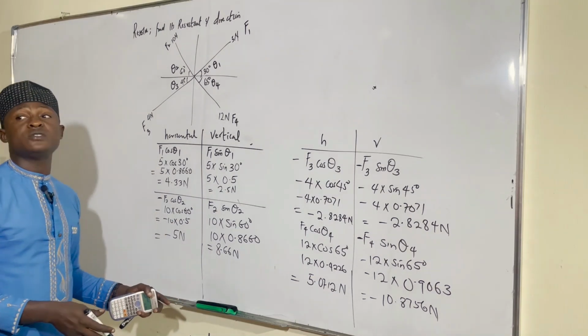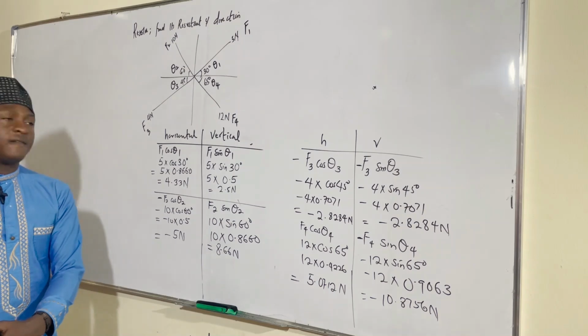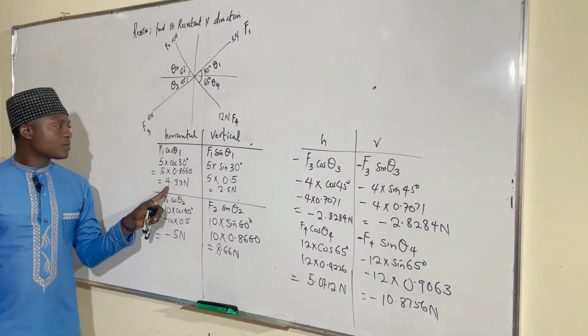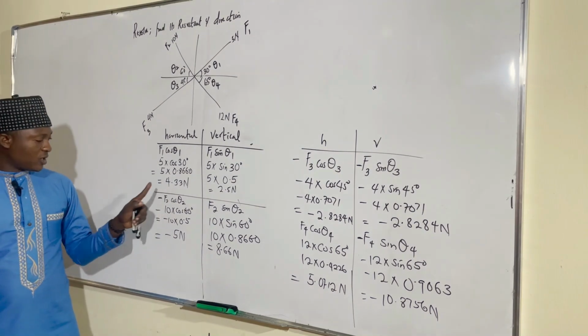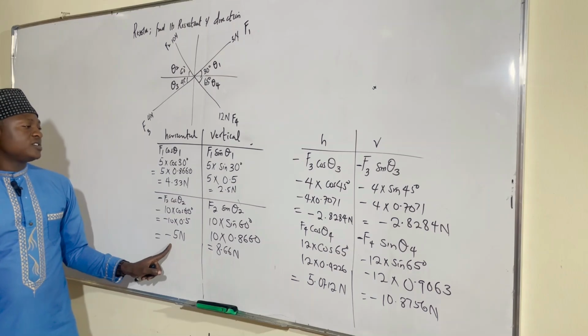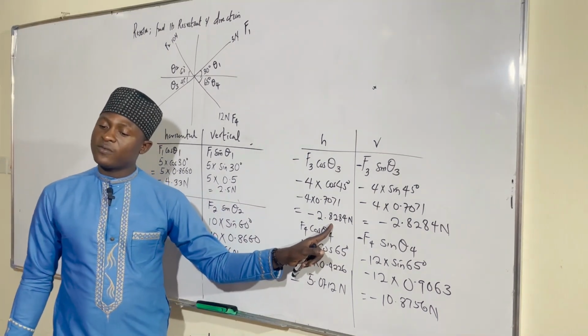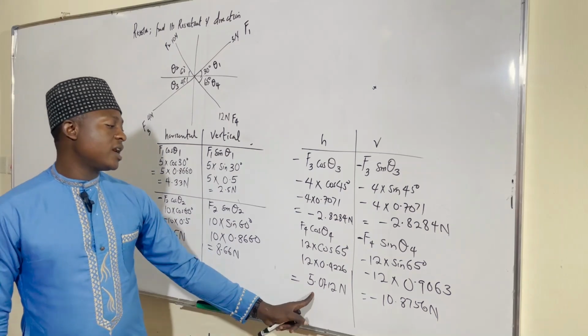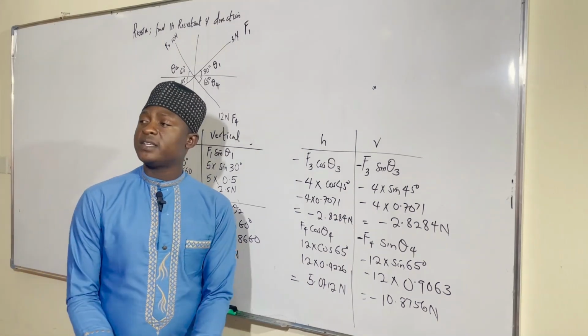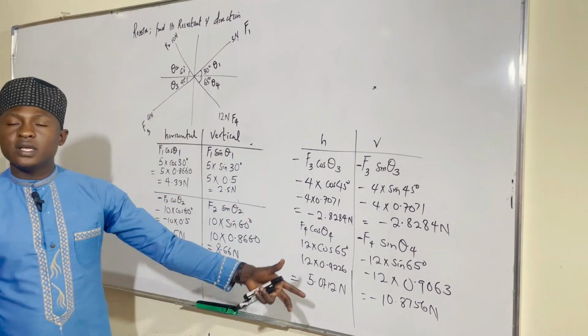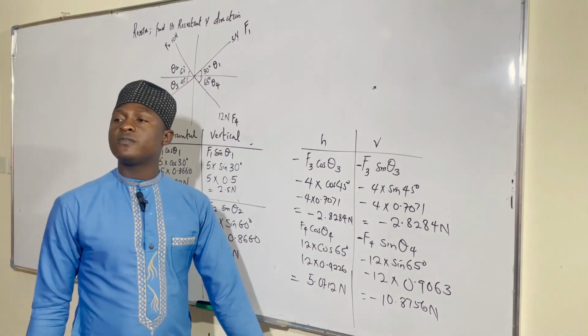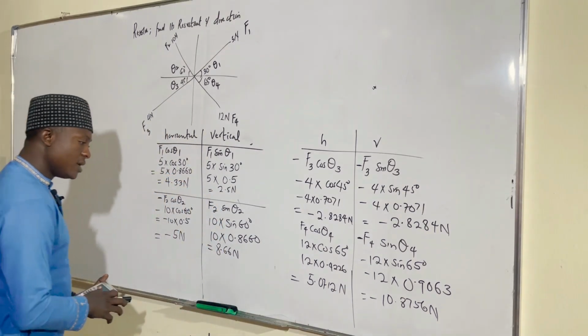I have the horizontal and the vertical components. You can see that horizontally we have 4.33 as the first value, minus 5 Newton as the second value, minus 2.824 as the third value, and the last one, 5.0712. I'll sum them together. Then the vertical ones, we'll sum them together. I will now go for the resultant. So now, let's sum them together.